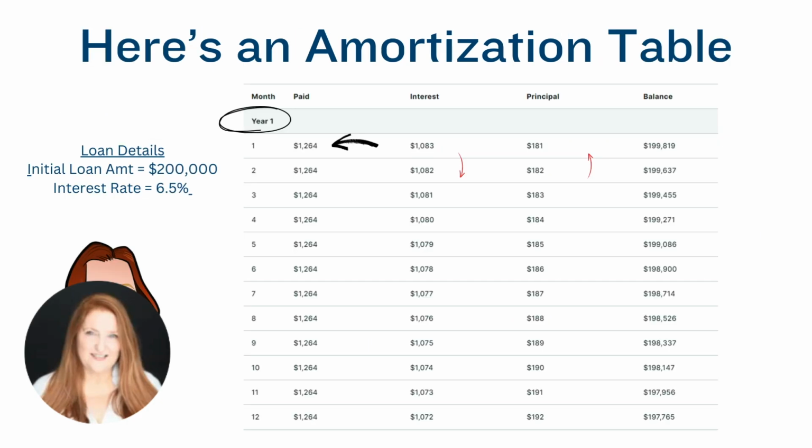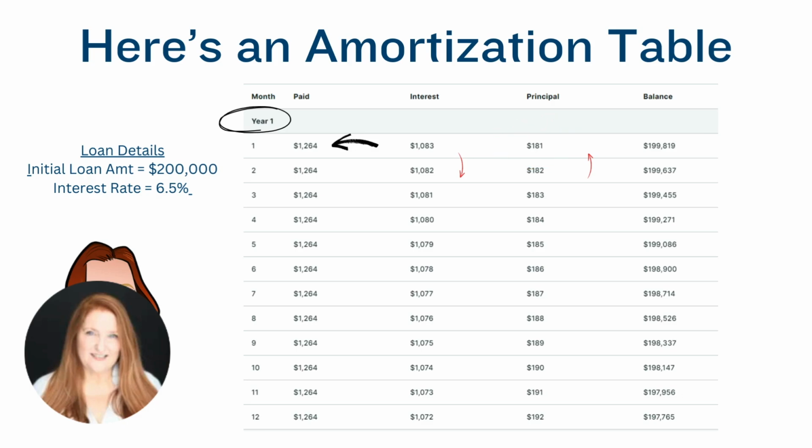So here's your standard amortization table. This is the first year of payments. You borrowed $200,000, or your savvy friend borrowed $200,000 to buy their home, and the interest rate is 6.5%. Both pretty good average numbers. So if you look at the first payment you make, your regular monthly payment all year long, $1,264. But if you look in the next column over, interest on that first payment is $1,083, and principal, that's you paying back the loan, is $181.